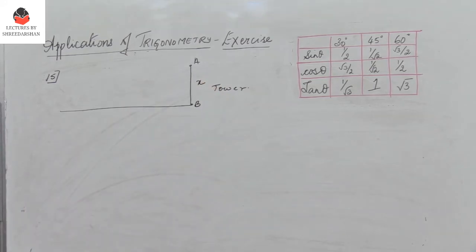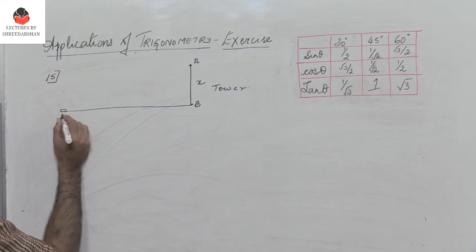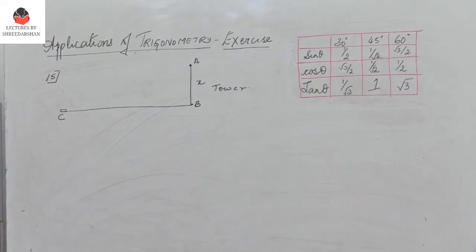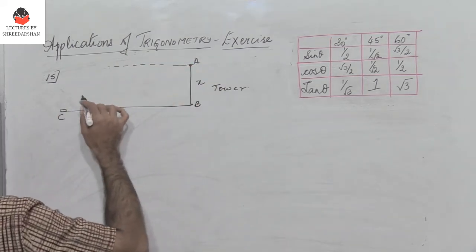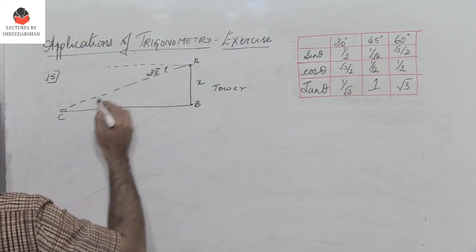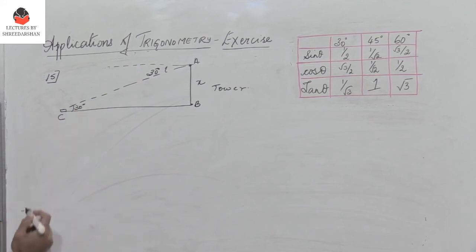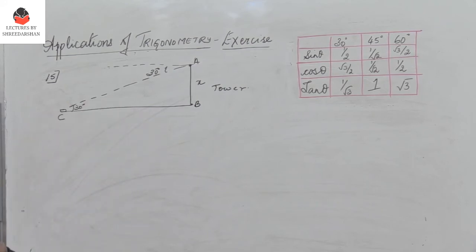A man standing on top of a tower observes a car. So he is observing a car. A car is here. Okay, let this point be C. And the angle of depression is 30 degrees. So if this is 30 degrees, this also is 30 degrees. Now the car is approaching. The car is moving from point C towards the tower with a uniform speed. Uniform speed meaning constant speed.